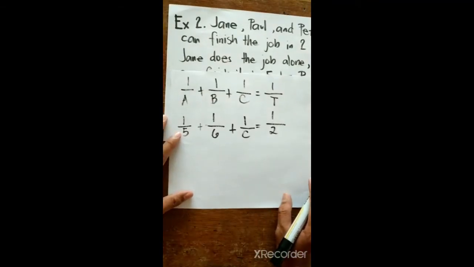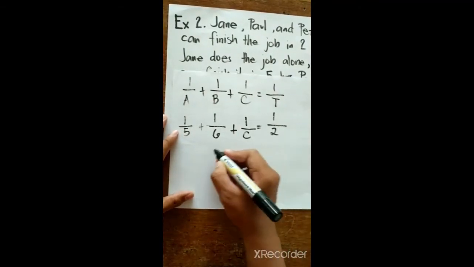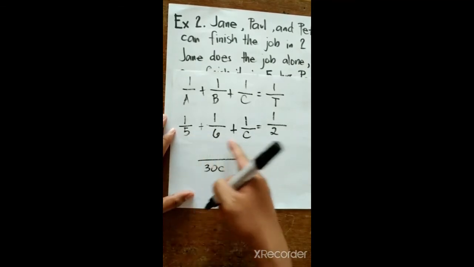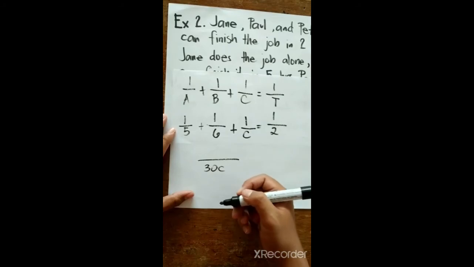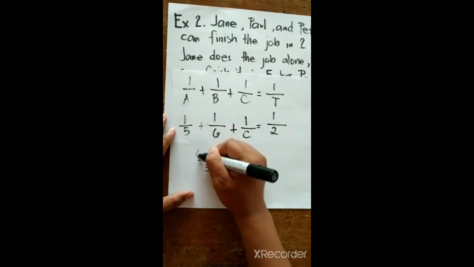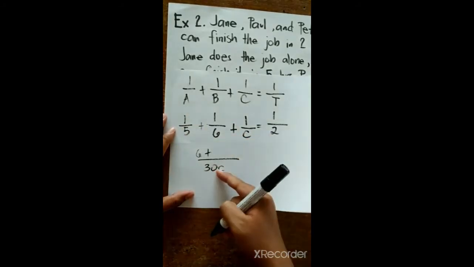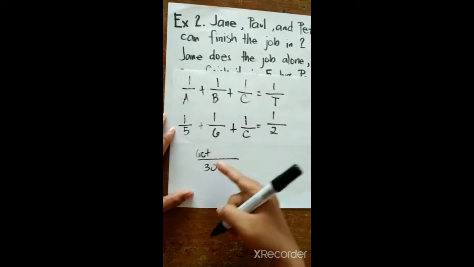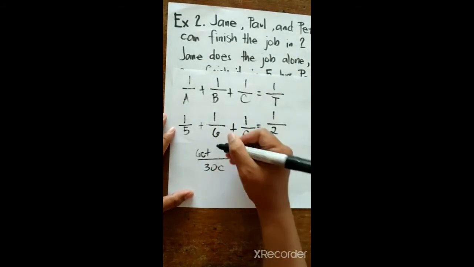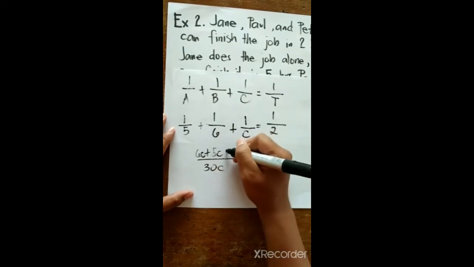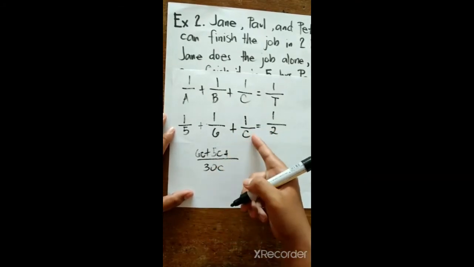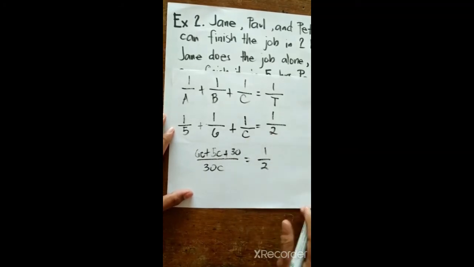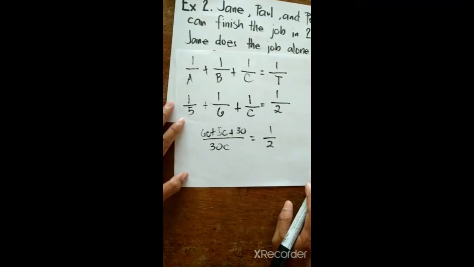So we're going to solve this. The LCD is 30c. Actually, you can just multiply all of them. 30 divided by 5 will give us 6 times 1, 6c, I forgot the c. Plus 30c divided by 6 is 5c. Plus 30c divided by c is 30 times 1 is 30. Equals 1 over 2.